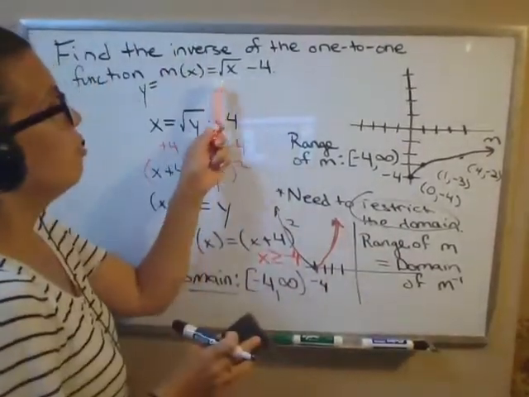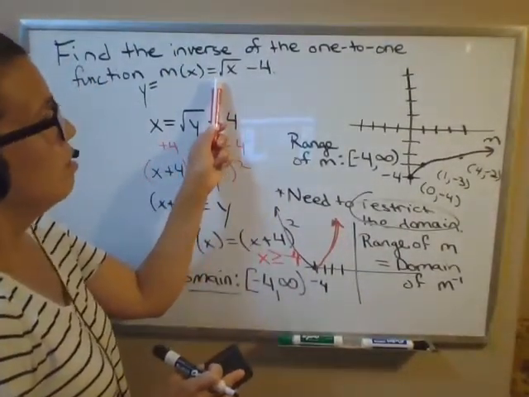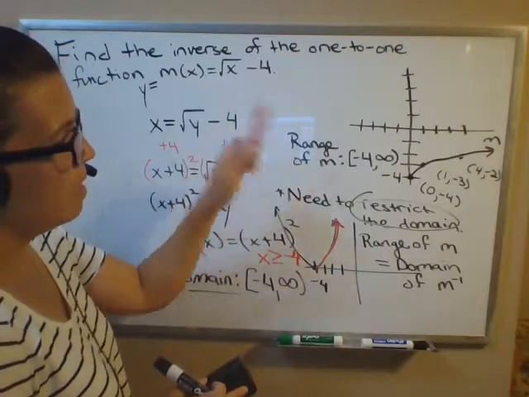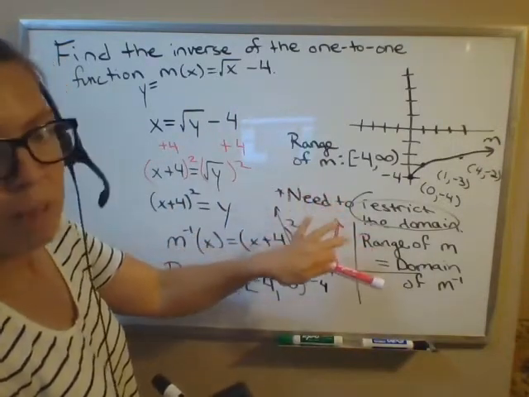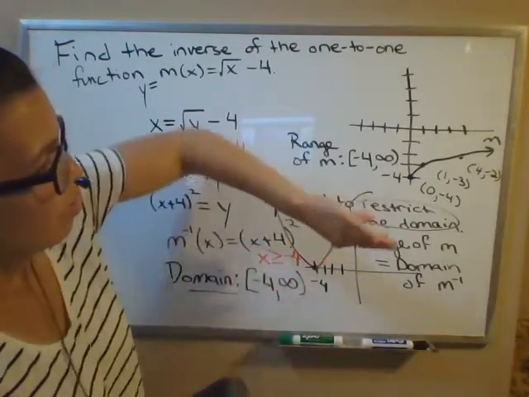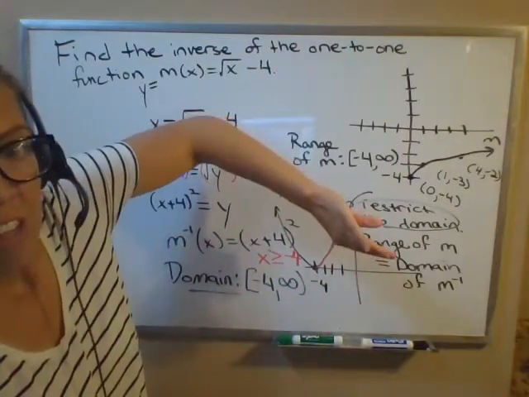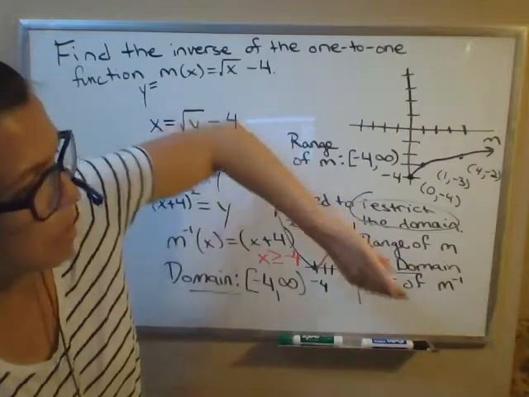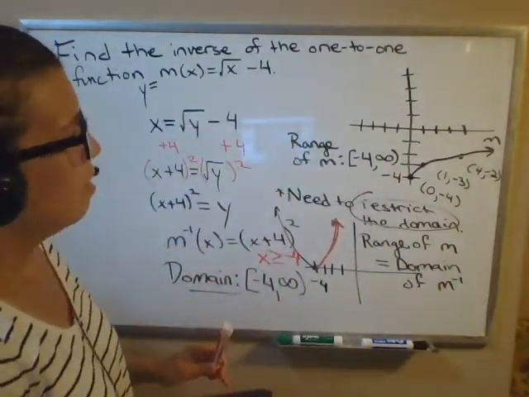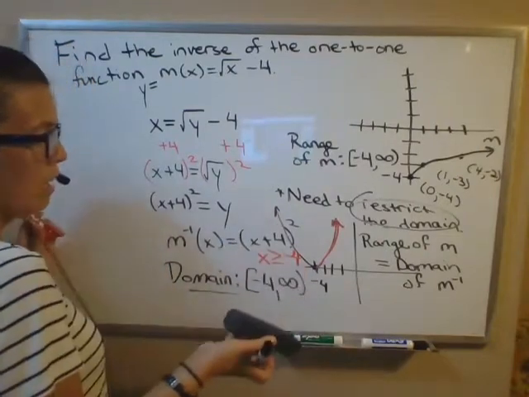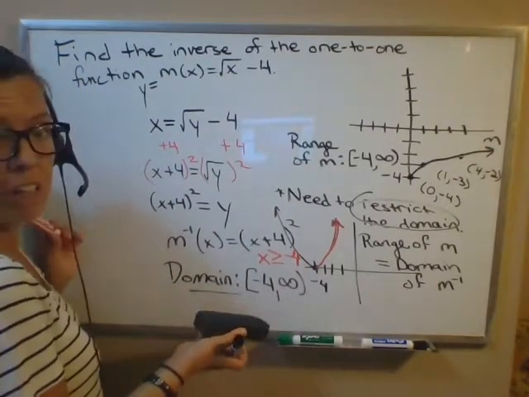If the original function was, what would it be? Maybe negative square root of x minus 4. Then the graph would have been flipped like this, and then the range would have been negative infinity to -4. So we would have kept all x values less than -4 in that case.